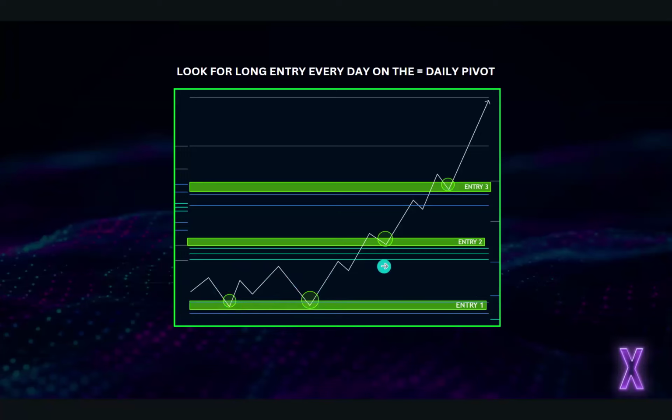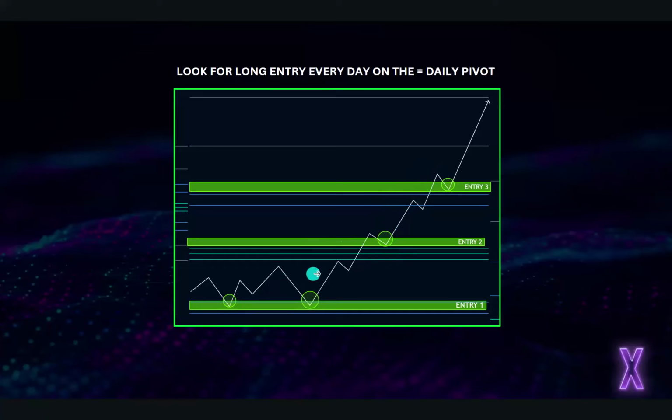Our second entry is going to be when price breaks above the daily pivot. When price breaks above the daily pivot, we can look to enter our long position on the daily pivot. And our third entry is going to be when price breaks above the previous day high and resistance one. If price breaks below and finds support on that level, that is going to be the third entry.